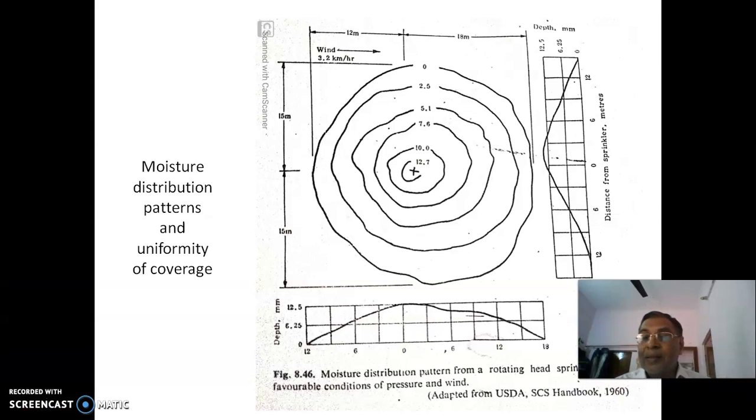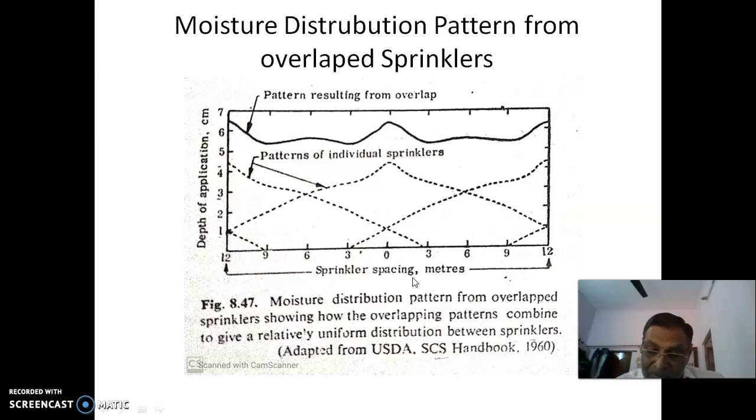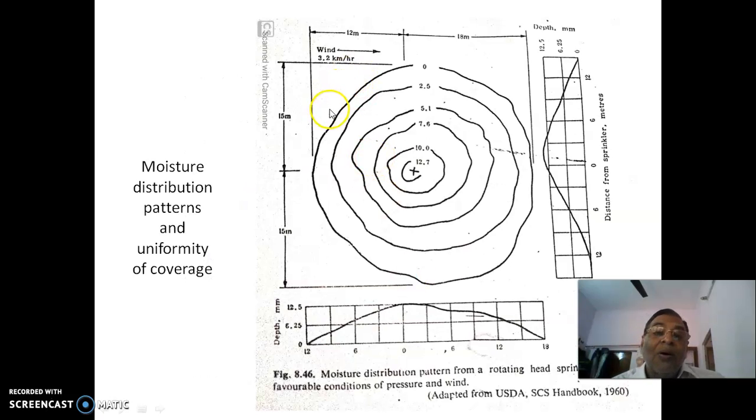You can see these moisture distribution patterns and uniformity of coverage. Suppose a sprinkler is there nearby. This is a contour of the depth of application. This is a scale, horizontally, vertically, and all. Nearby it is putting a lot more depth of water compared to the far off regions.